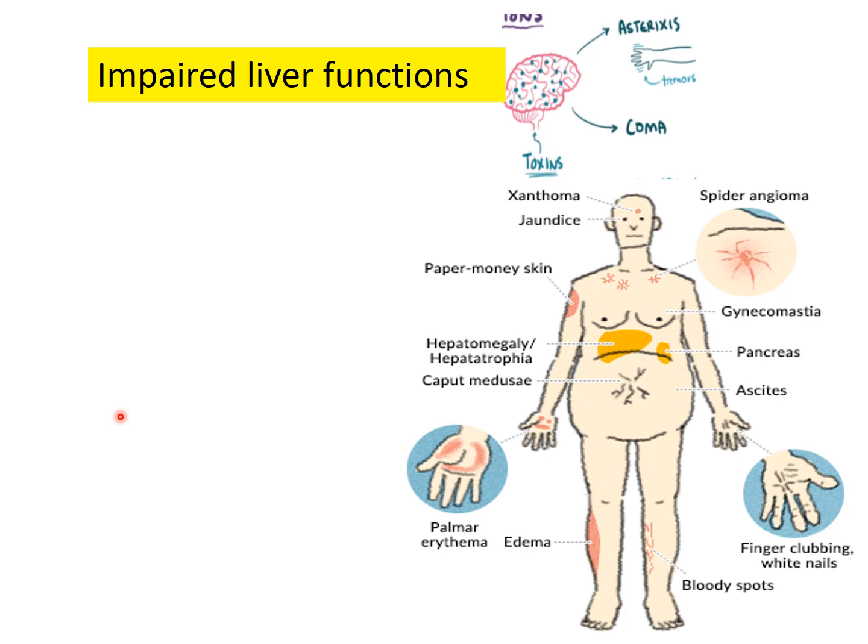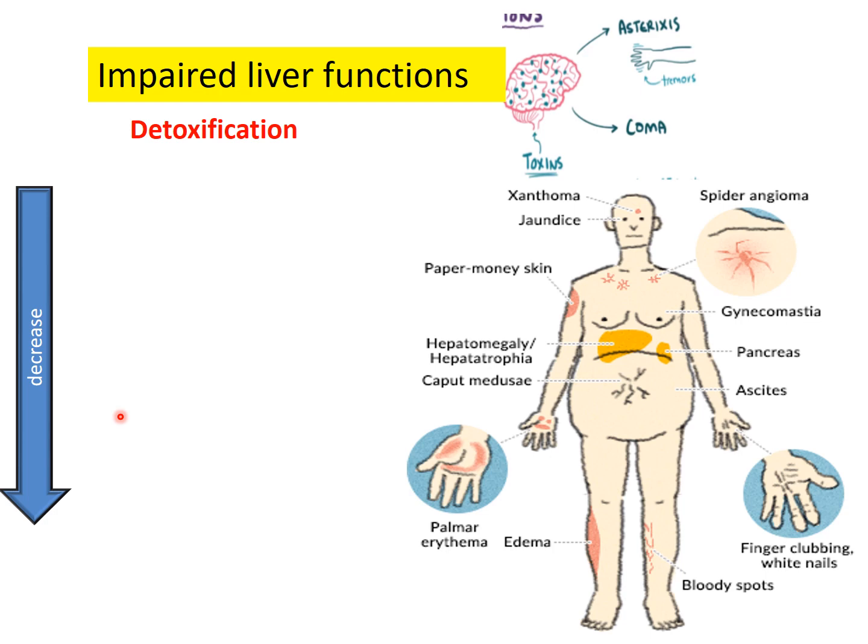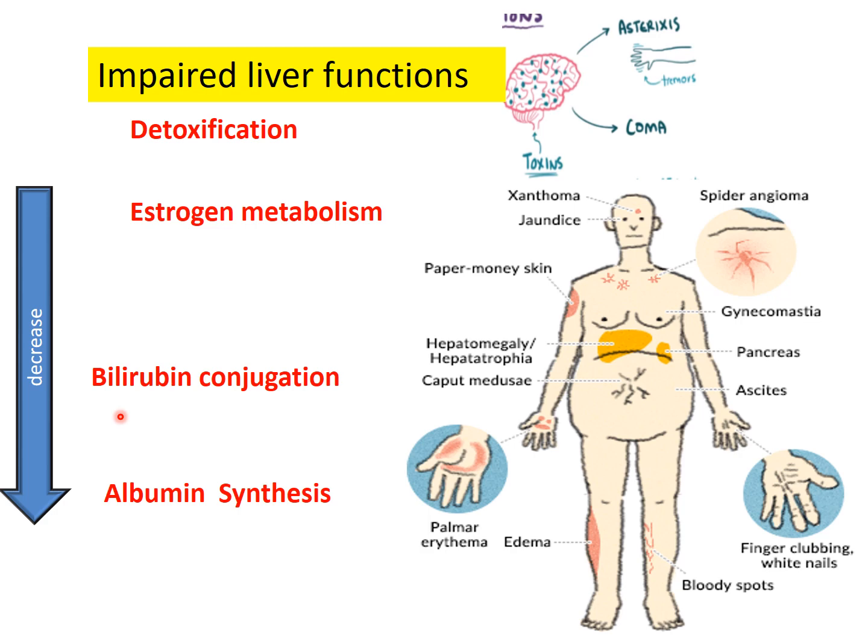Now, this is the answer to that slide that was used as self-assessment for you. I'm hopeful that you have understood the signs and symptoms. So, when there is impairment of the liver function, there occurs a decrease in the different functions of the liver. Detoxification is decreased, the hormone metabolism is decreased, amongst it estrogen metabolism, the conjugation of bilirubin is decreased, albumin is synthesized less, and the synthesis of coagulation factors is being affected.